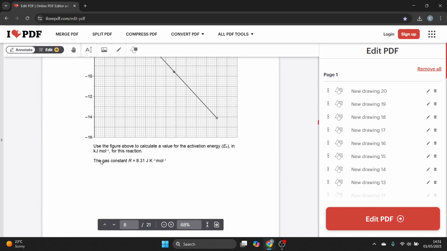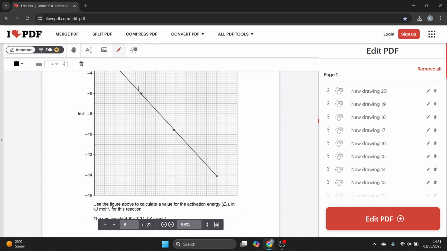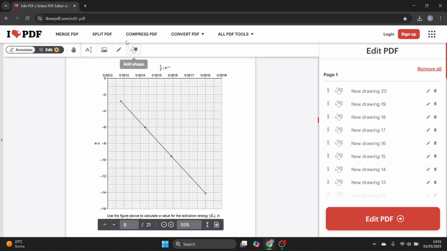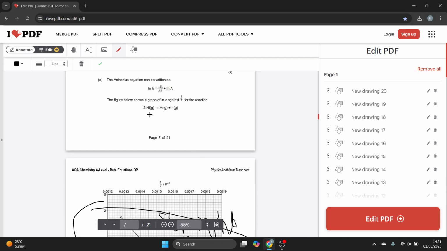Part E, calculate the activation energy, use this graph, 3 marks. Okay, how would I do this? If I ask you guys what this is, you're going to tell me it's a straight line. And what's the formula of a straight line? From GCSE, y equals mx plus c. So let's compare it to this: I've got ln k equals minus EA over RT plus ln A.